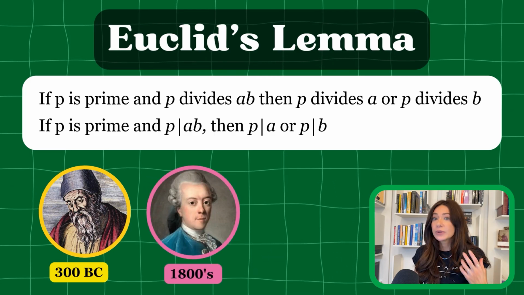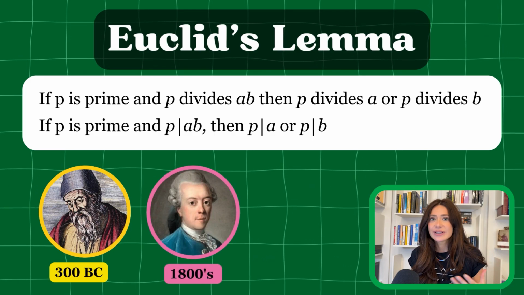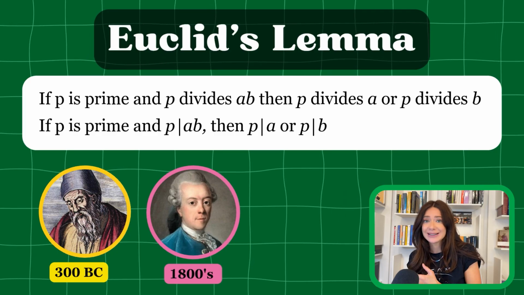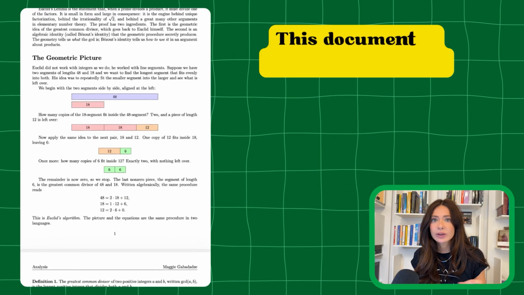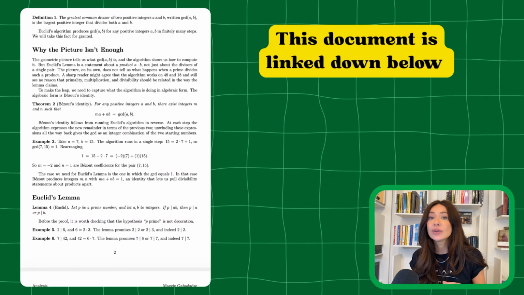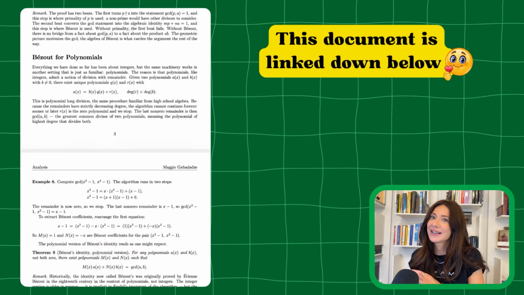So Bézout lived in the 1800s and Euclid lived in 300 BC. And the proof looks the way we do it today. It looks very modern, very abstract. That's not how the ancients would have done it, right?